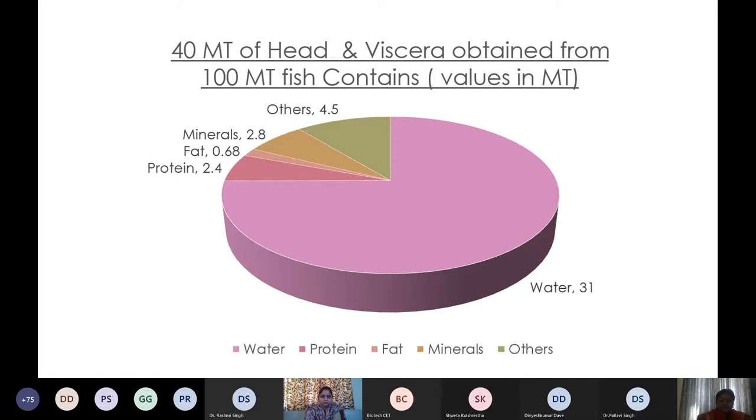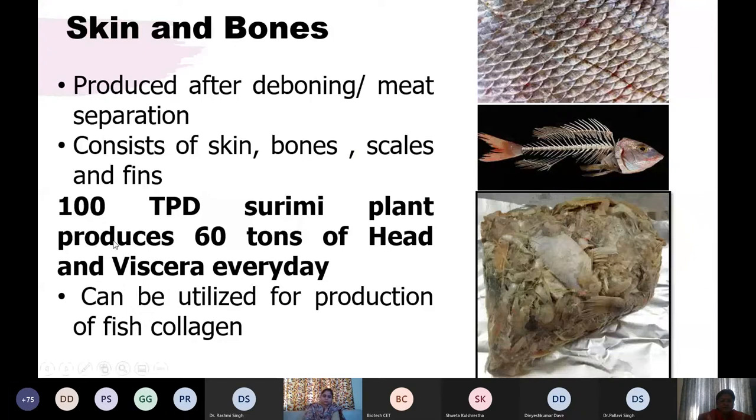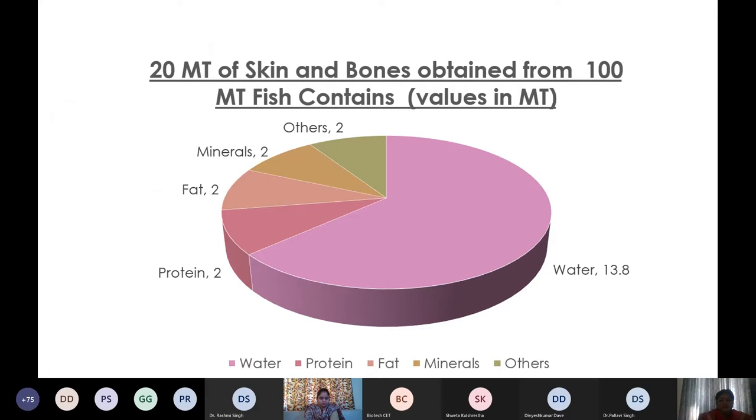Similarly, from the skin and bones, in a 100 TPD (tons per day) plant, about 60 tons of head and viscera and 60 tons of skin and bones are produced every day. So this 20 metric ton of skin and bones contains about 13.8 metric ton of water, which is not used. Then 2 metric ton is the protein, 2 metric ton is the fat, 2 metric ton is the minerals, and other materials are about 2 metric tons.